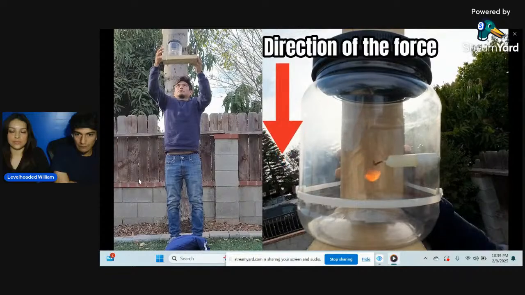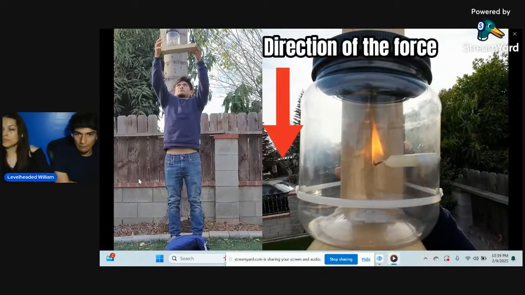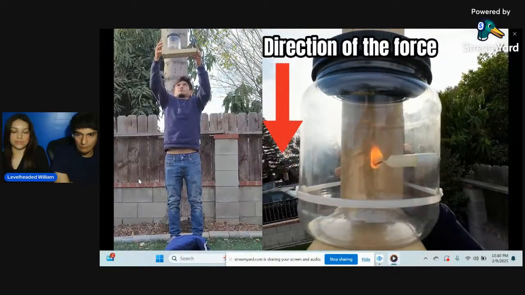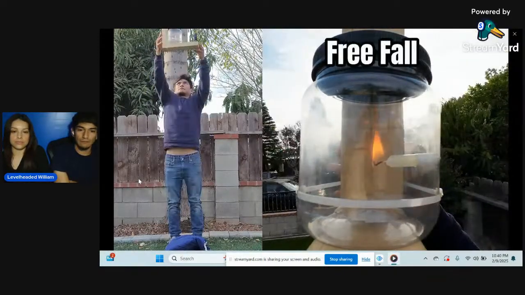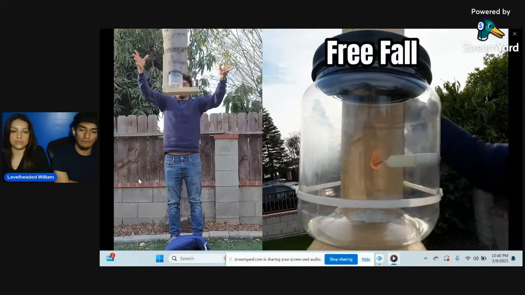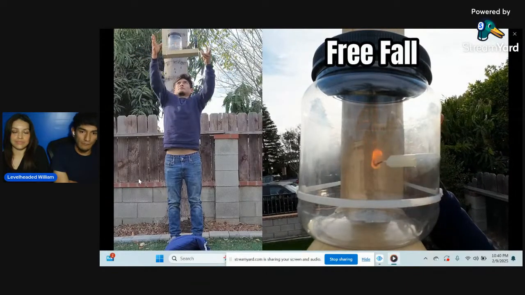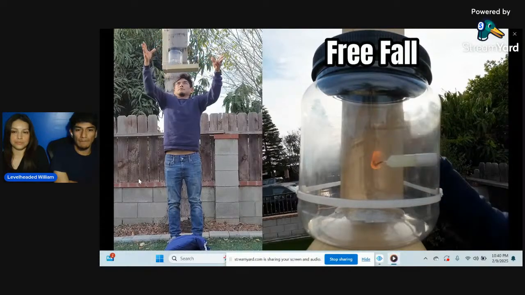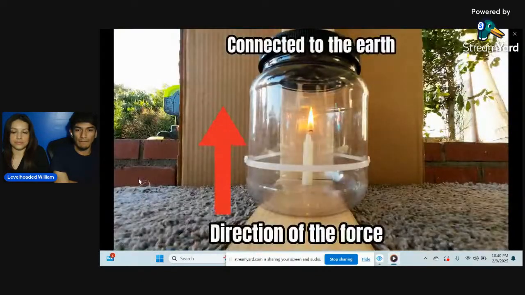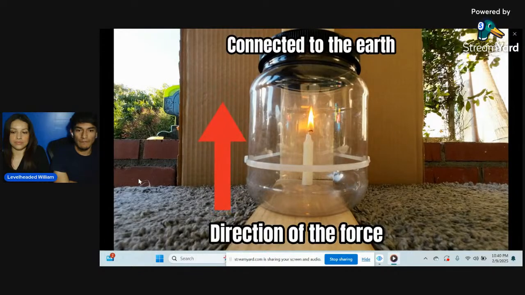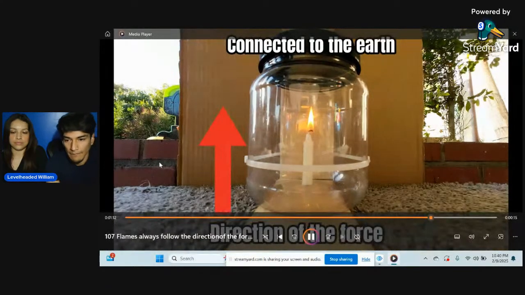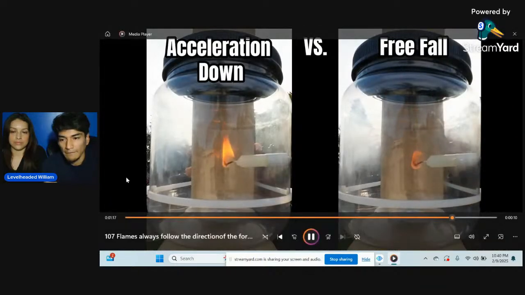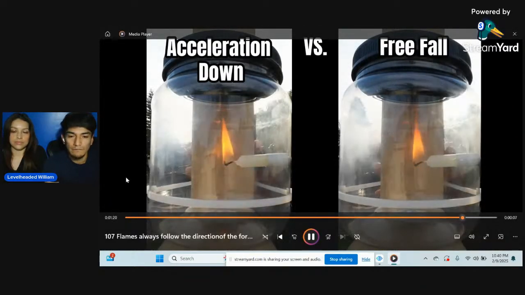When I actually apply a force down, we can see the greater compression of air switch to the top of the container, pushing the flame down, showing that there is a force present. However, when I release the container into free fall, there is no compression of air in the container, so the flame is not being pushed in any direction and thus turns into a sphere, showing that there isn't a force present. The compression of air in the container is only present when connected to the Earth, pushing the flame up, showing that the force of the Earth is also up. You can't have acceleration without a force, and you can't have a force without any reaction of the flame.